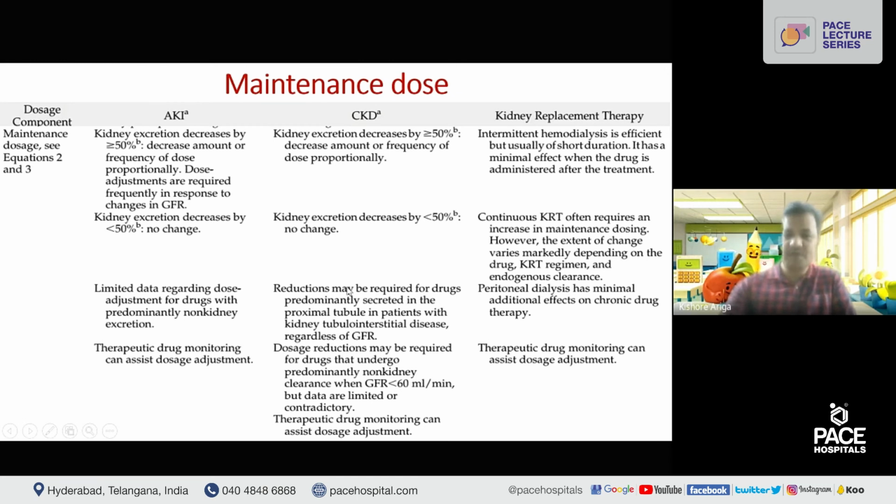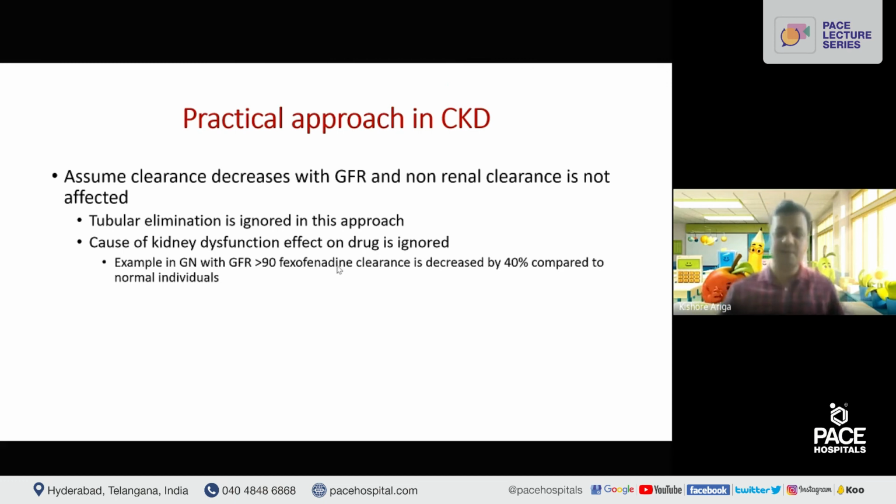And as I've already told regarding the drugs which are secreted by tubules, more by tubules when compared to glomeruli, we need to keep that in mind when giving drugs to a CKD patient. If the CKD is due to interstitial disease, the drugs which are secreted in the tubules need to be adjusted. So what is the practical approach which we should follow in patients with CKD?